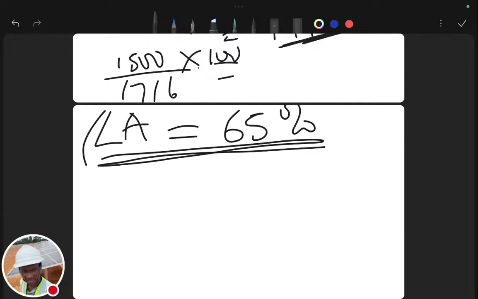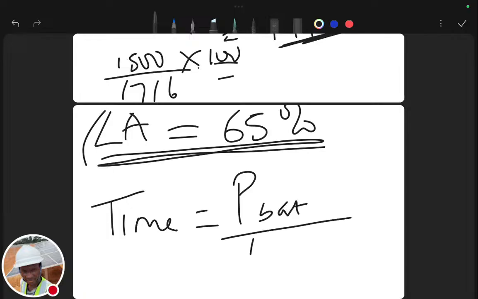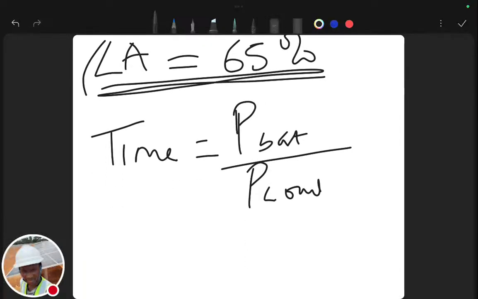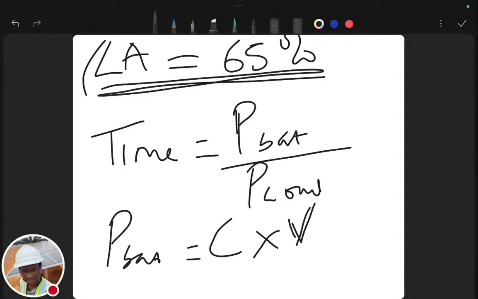Whenever you are calculating how long the battery will last, you take the power of the battery and you divide it by the power of the load. And don't forget, for the power of the battery, you need to consider efficiency. So P bat is going to be the rating or the capacity multiplied by the voltage, which is usually 12 volts, multiplied by the efficiency. So you should always consider efficiency in your calculation. That is very, very important.